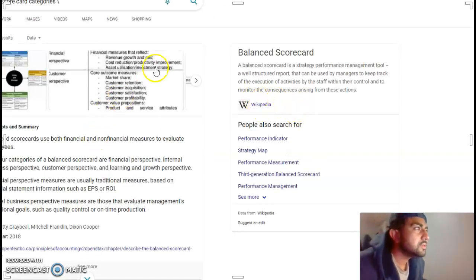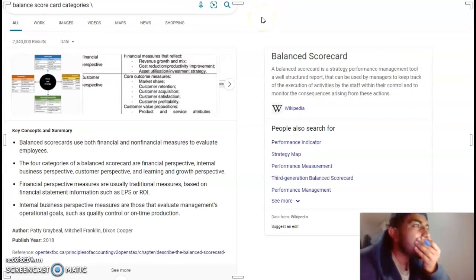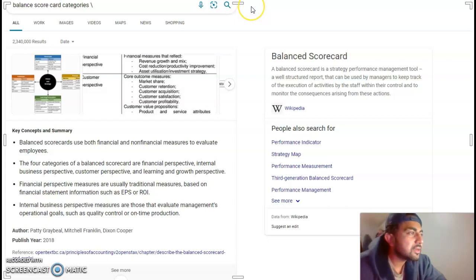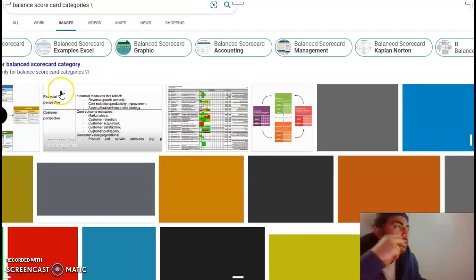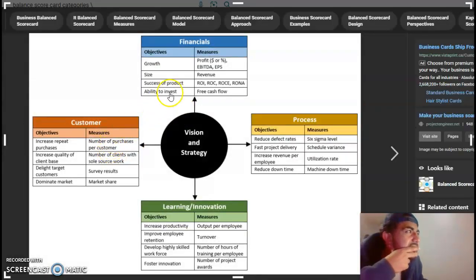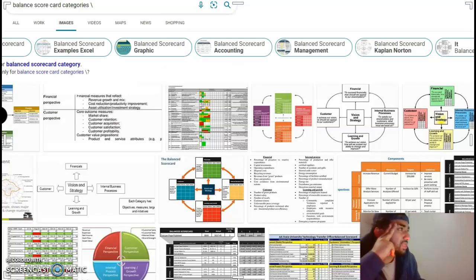Okay, let's look it up. It tells you everything about the balanced scorecard. It has financial and non-financial measures. The four categories are the financial perspective, internal business perspective, customer perspective, and learning and growth perspective. Let's look at the diagram quickly: customer, financial, process, learning, innovative. The lesson before this had to do with preventative, measurable, financial, and all that.